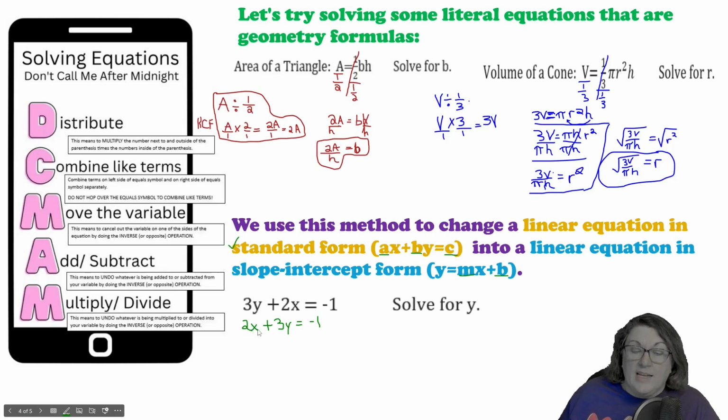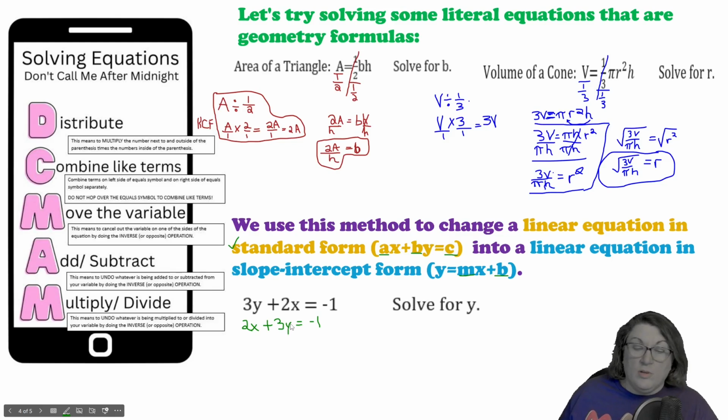You have 2 times x, with 2 being the a, plus 3 times y, with 3 being the b, equals -1, which is the c, okay? And we want to solve for y. And when we do that, we'll have our slope-intercept form. Okay, so what's around our y?